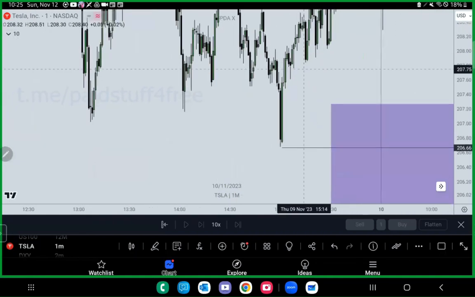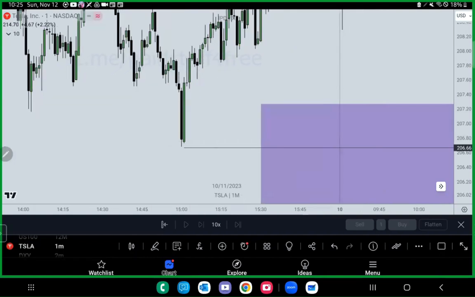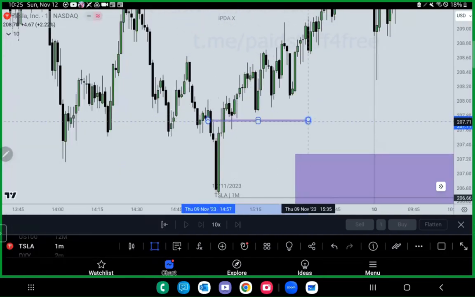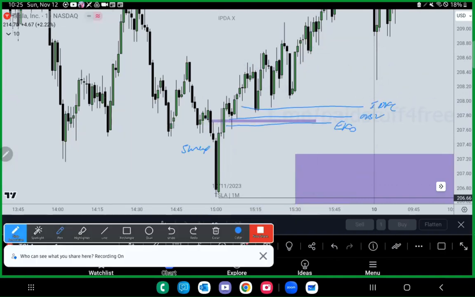There's another opportunity here. This is around like 2 p.m. you have a sweep, you have the imbalance. So sweep, imbalance is negated right here, order block is validated, and then price trades back down into the order block. Your entry is right here.